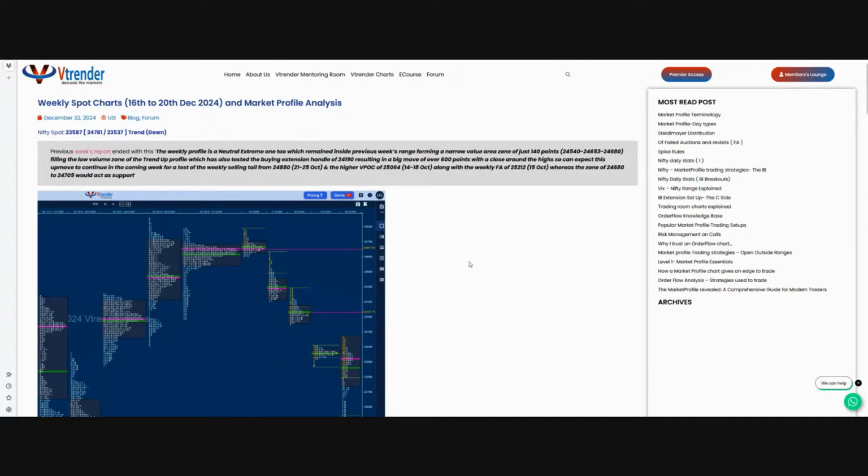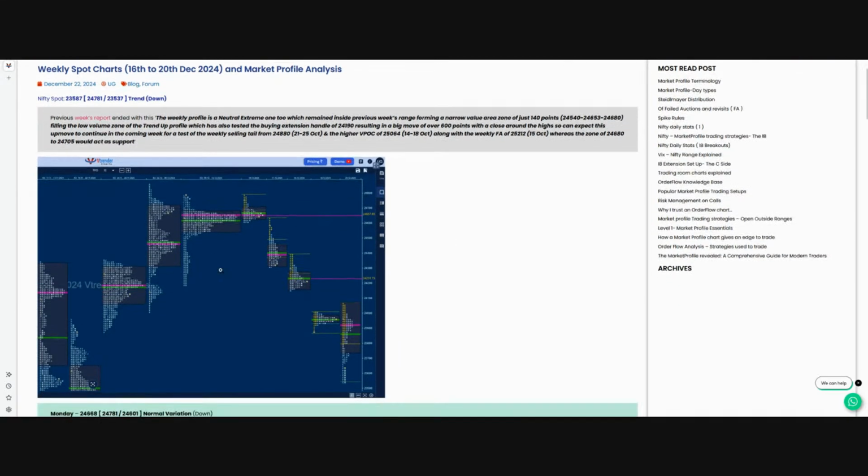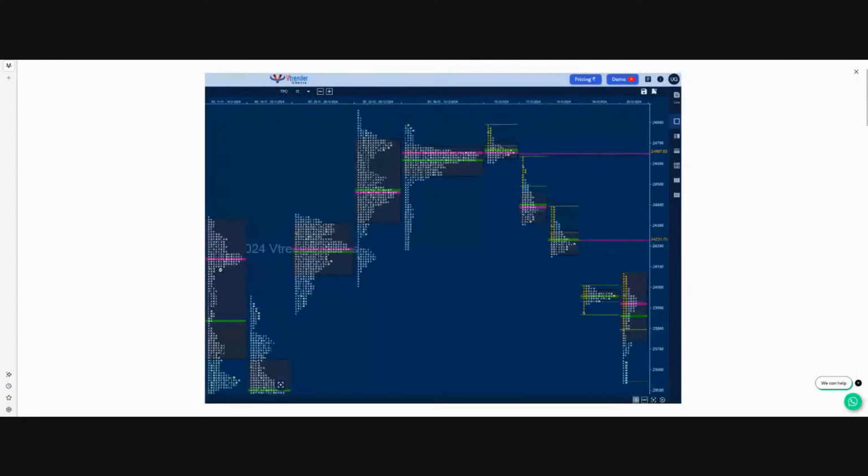So let's start with the weekly report, which has been published on the website. As always, last week's Nifty profile: you can see how we had spoken on Monday also about this and how we made an attempt to probe this weekly value, but we formed a B-shaped profile on the first day of the week, which was the Monday. And this prominent POC of the previous week, which was 24657, was not able to give way. It continued to act as a magnet.